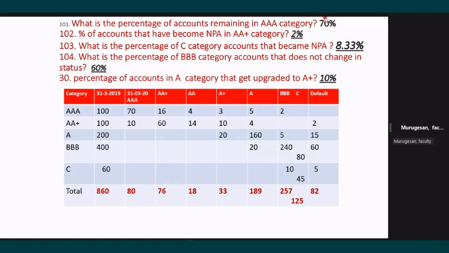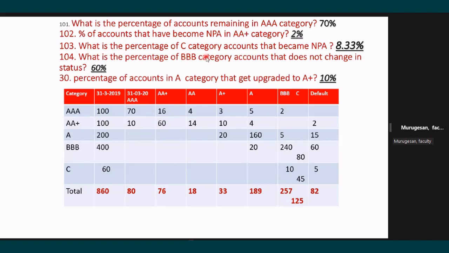Question number 2: percentage of accounts that have become NPA in AA plus category. Earlier 100 accounts were there. Now some accounts have become NPA. 2 accounts have become NPA. Then percentage wise 2%. Out of 100 accounts, 2 accounts have become default. Default means NPA. So 2% accounts NPA. Easily you can score 5.